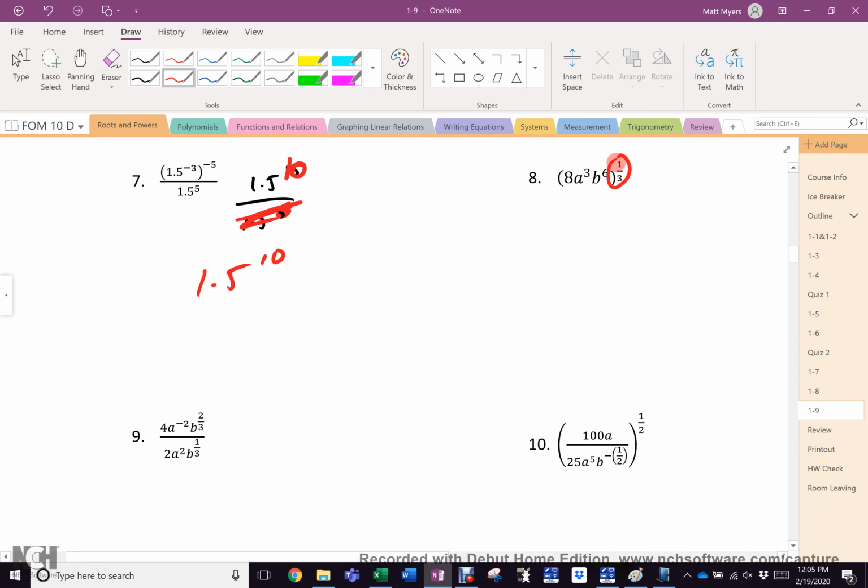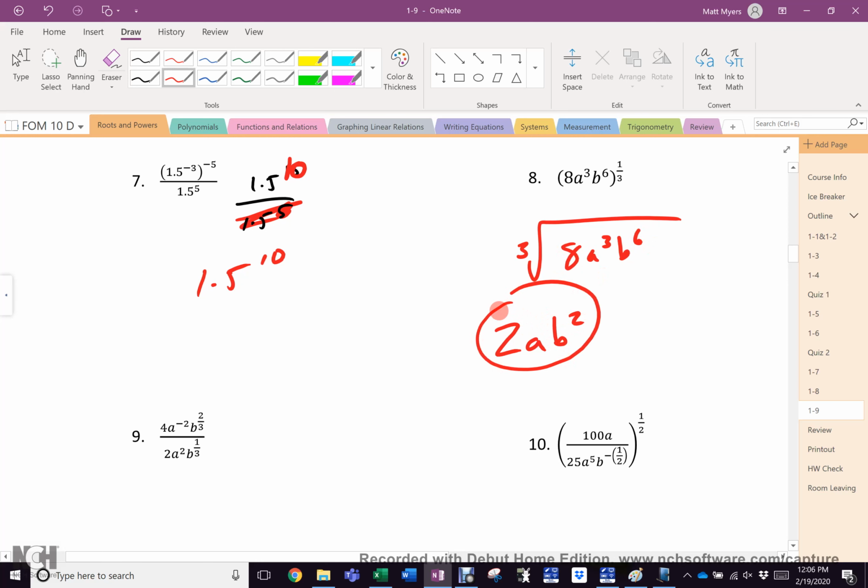Yeah, because that means this whole thing is cube rooted, doesn't it? That's badass. What's the cube root of 8? 2. How many groups of 3 can I get out of A? 1. How many groups of 3 can I get out of 6? B squared. Did I leave anything under the radical? No. Done like dinner. Nice work, Edward. Well done.